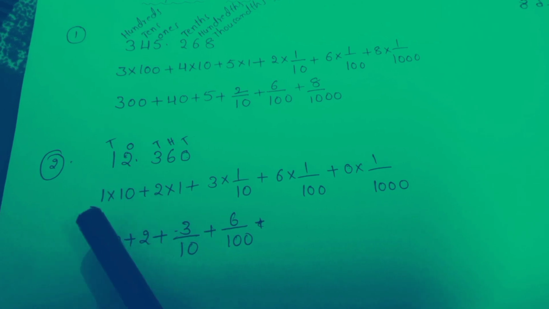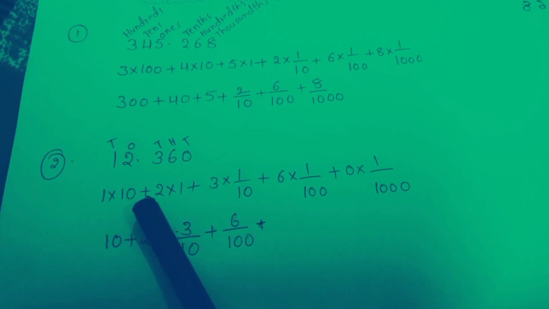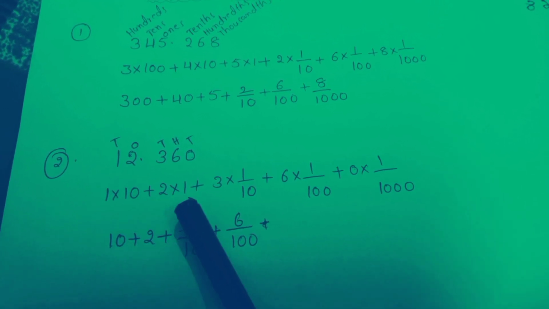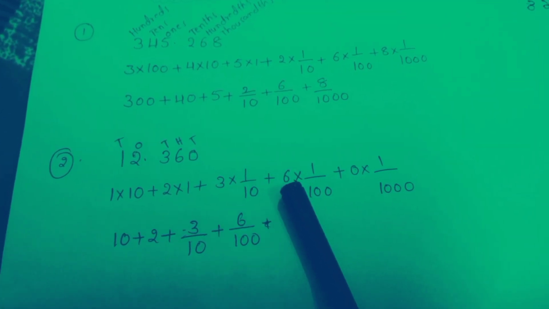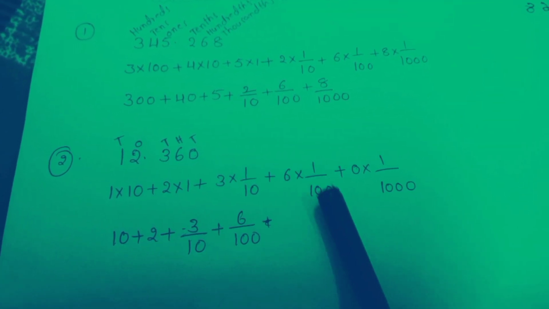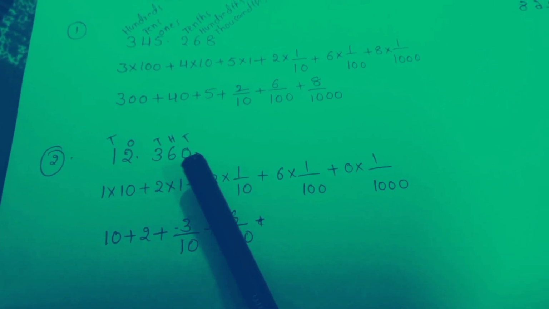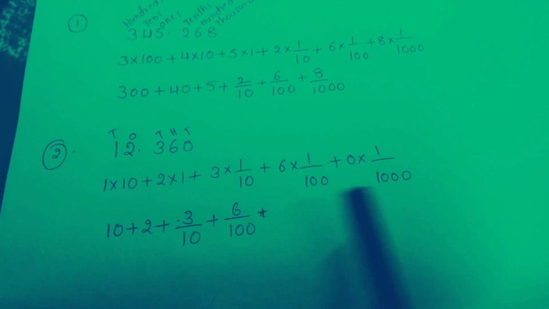So 1 is in the tens place, 1 into tens, place 2 into 1, place 3 into 1 by 10, place 6 into 1 by 100, place 0 into 1 by 1000.